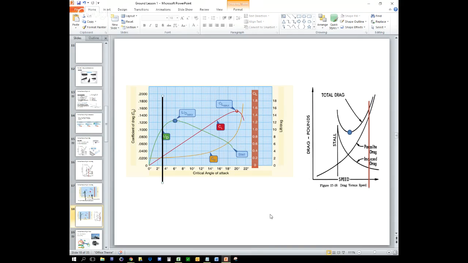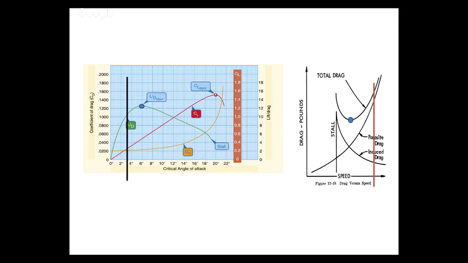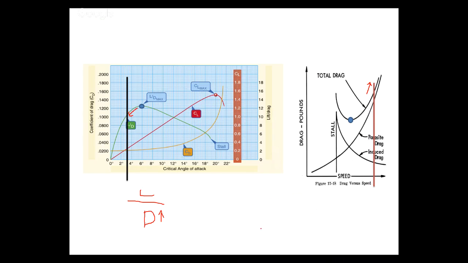So you can see the increased drag is having a negative effect on this curve. Why? Because the lift over drag denominator is increasing, so the curve is going to go smaller. Okay. Makes sense? Yes. All good questions. That's good stuff.